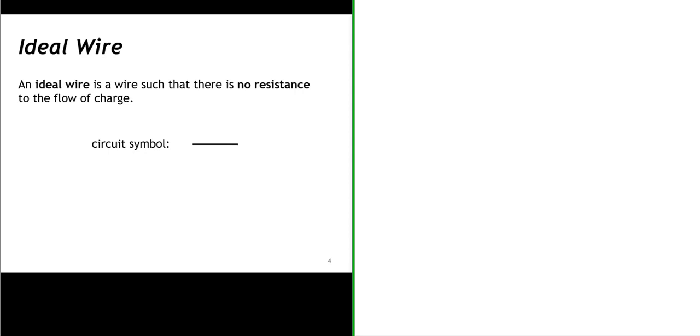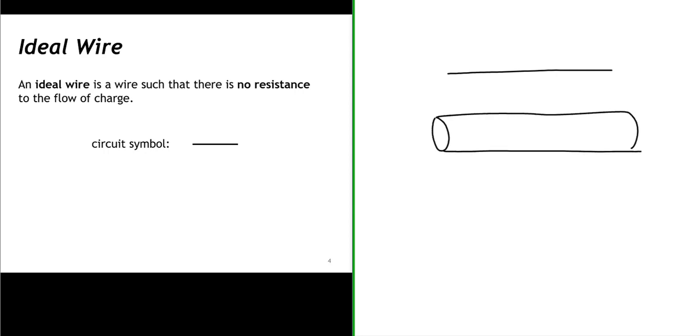Before we discuss those properties, the typical symbol we use to represent this ideal wire is just a line. Now, in actuality, this wire has a size and a shape and a length. But the symbol that we're going to use when we're representing an ideal wire in a circuit is just a simple line.